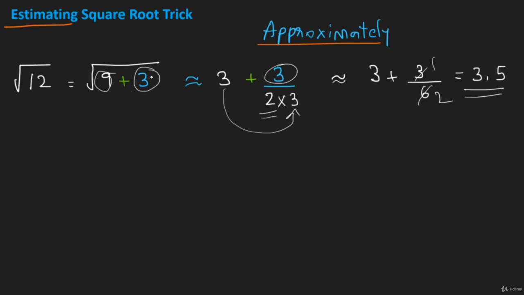Now you can also do it as root of 16 minus 4, right? You have 4 square, which is 16. That's also close to 12, right? So I can write square root of 12 as root of 16 minus 4.